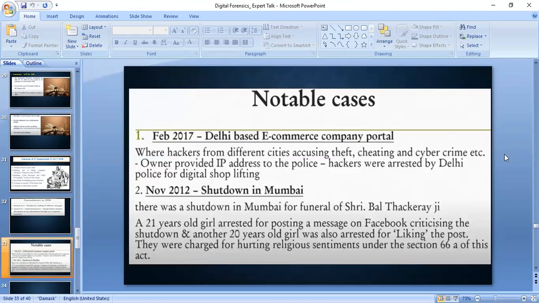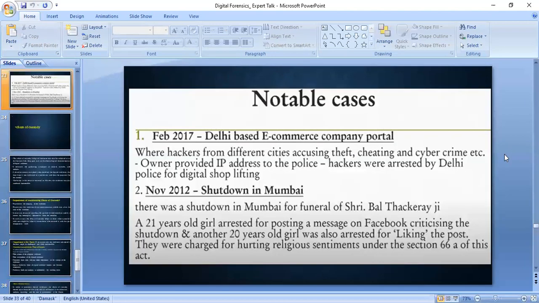These are some notable cases which happened in Maharashtra. In November 2012, there was a shutdown in Mumbai because of the funeral of Shri Bal Thackeray. A 21-year-old girl was arrested for posting a message on her Facebook account, which was an illegal thing. Another 20-year-old girl was also arrested for liking and sharing the post, which is totally illegal. These are notable cases, and depending upon the activity the girl did, the court will take the decision.